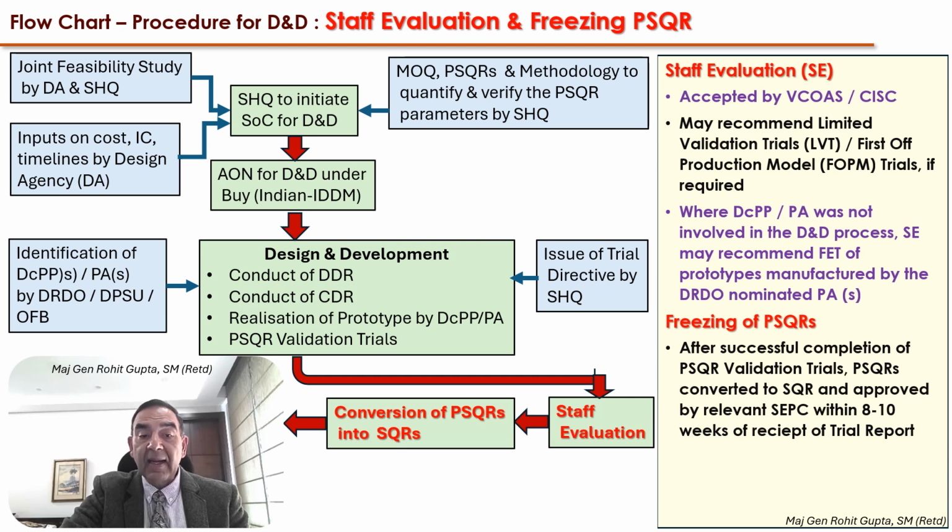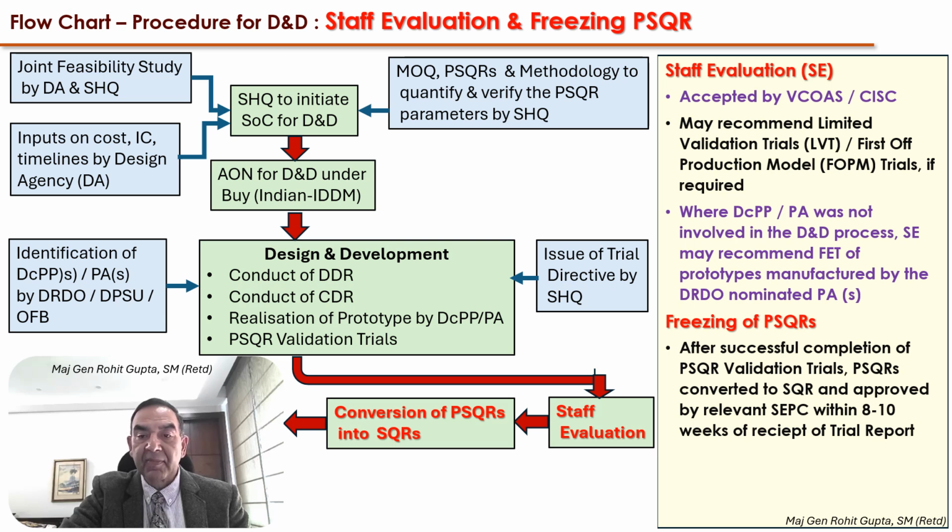It's felt that at that point of time, when it goes in for production, the small encumbrances that are there can be rectified by the production agency concerned, and therefore limited validation trials, or first of production model trials, can be carried out before going in for bulk production of the minimum order quantity or for that particular limited series production.